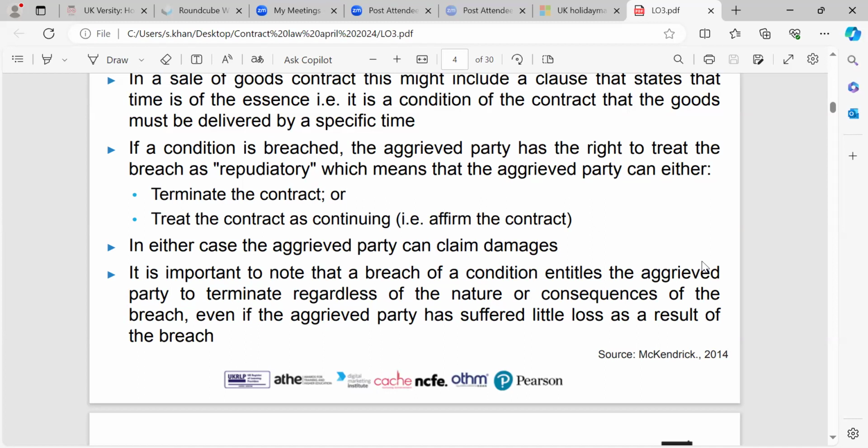And the famous case in regards to this was the Poussard and Spiers case, 1876, where Madame Poussard entered a contract to perform as an opera singer for 3 months. She became ill 5 days before the opening night and was not able to perform the first 4 nights. Spiers then replaced her with another opera singer. It was held that Madame Poussard was in breach of the condition, and Spiers were entitled to end the contract.